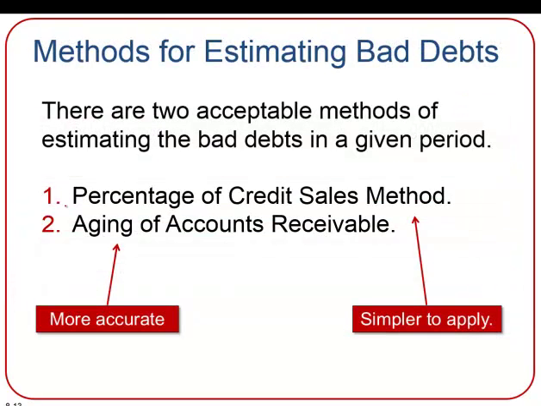Our GAAP rules give us two main options to estimate for bad debts. First, we can use a percentage of credit sales for the period, or we can create an aging of accounts receivable report. The percentage of credit sales method is simpler to apply, but the aging method uses more detailed data and therefore is generally more accurate. So let's explore both of those methods.